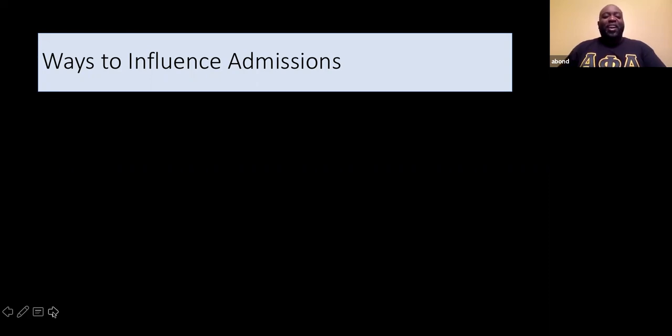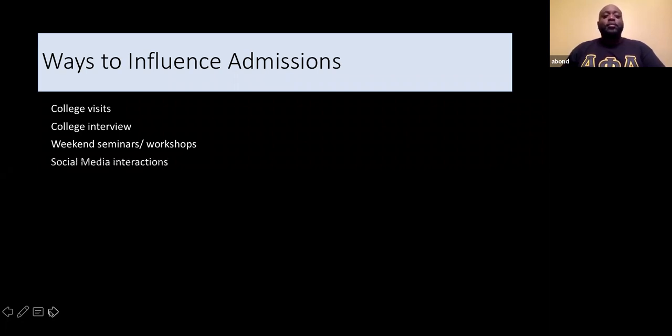All right. Ways to influence your admissions. You have college visits. You can go visit the school. College interview. Weekend seminars or workshops. If you're interested in going to a school and you see that they're having something free there, go. Oftentimes when they have different events at the school, different school officials are there. So if you stand up, ask a lot of questions, be impressive, they're going to wonder who is that student and why aren't they coming here?